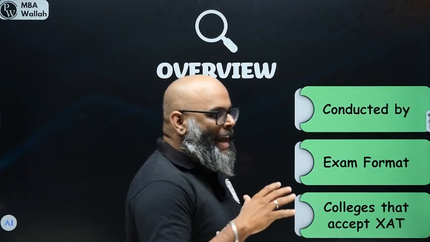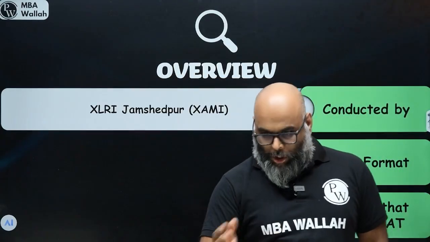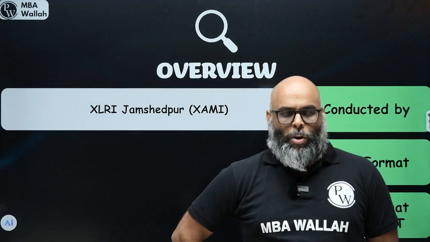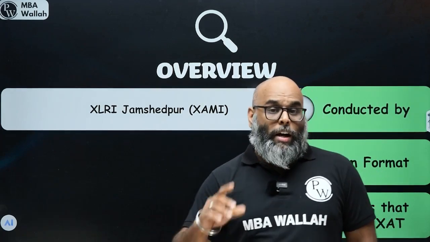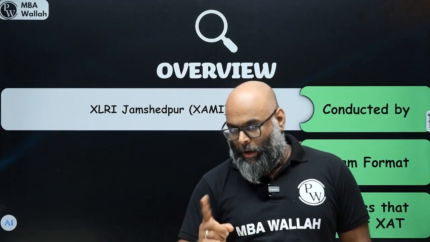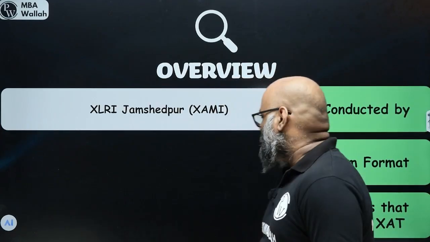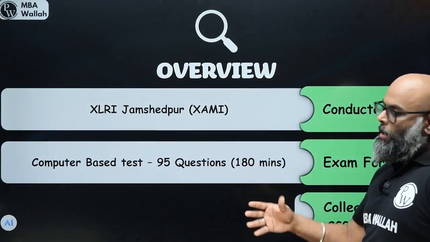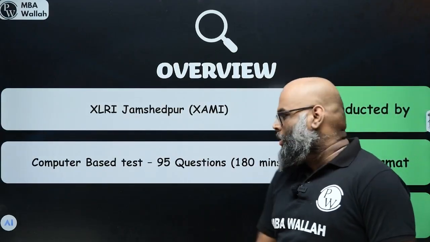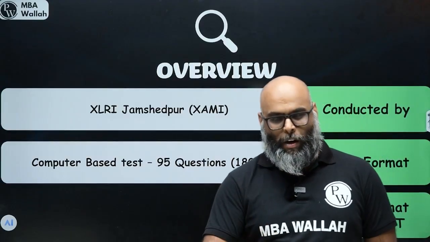We see that XAT is conducted by XLRI Jamshedpur in association with XIMB on behalf of them. It happens once a year, on the first Sunday of January. So it's a test that happens once every year, the first Sunday of January. And then the format: obviously this is a computer-based test. It runs for 95 questions and 180 minutes. We'll talk about the split up later.